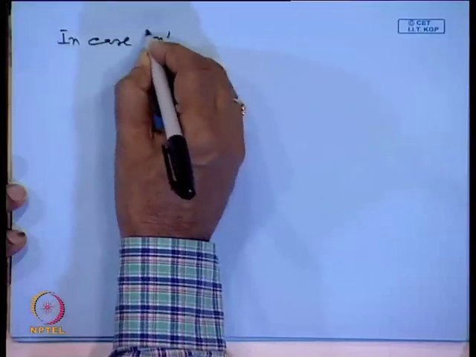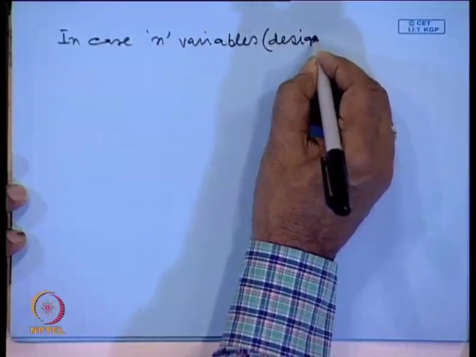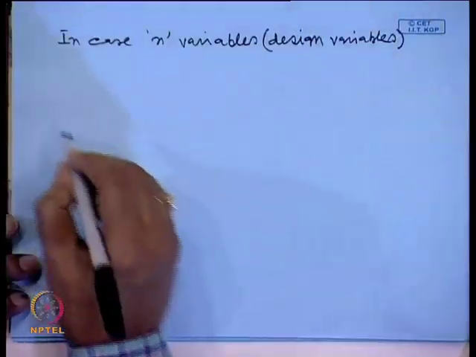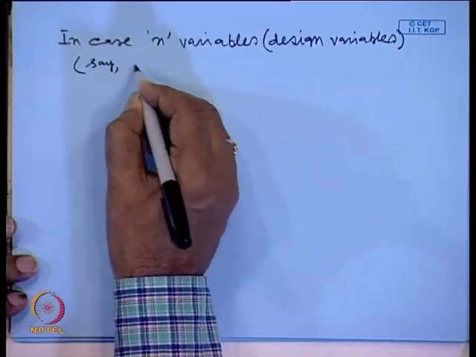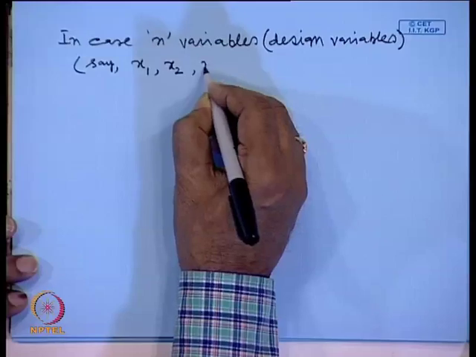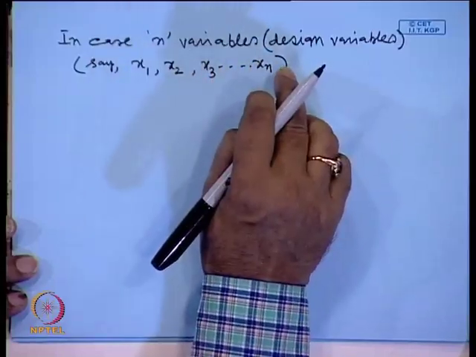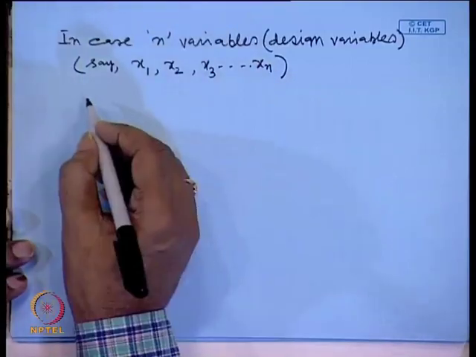So, in case of n design variables, and what are design variables? Those are involved in the statement of the optimization problem. So we have n variables, let us say x1, x2, x3, dot dot, xn. These are the n variables. All these variables are not changing with time. That is called a static optimization problem, these design variables.